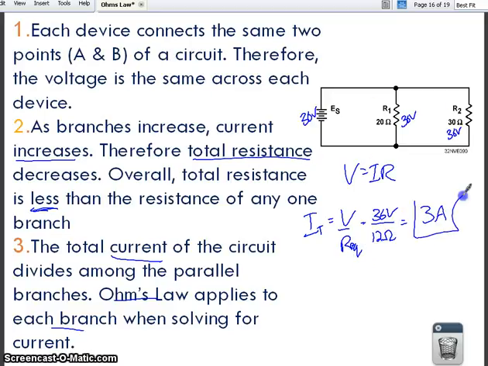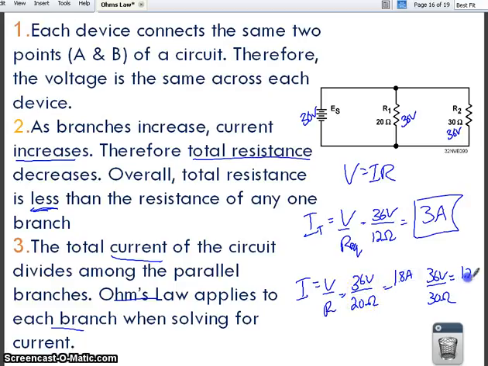Okay? That's total current. If I want to know the current in each branch, I'm going to do the same thing. I equals V over R. The voltage is the same. That makes it easy. 36 volts over 20 ohms, 36 volts over 30 ohms. If I calculate this out, I get 1.8 amps. If I calculate this out, I get 1.2 amps. So the current going through right here is 1.8 amps. The current going through right here is 1.2 amps.